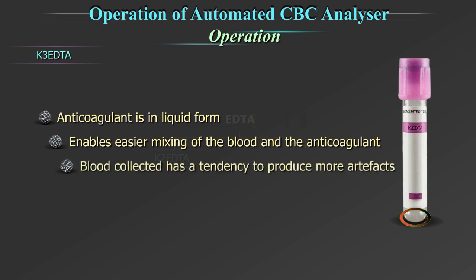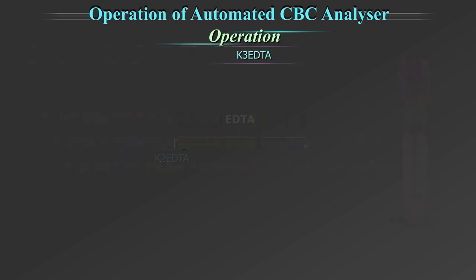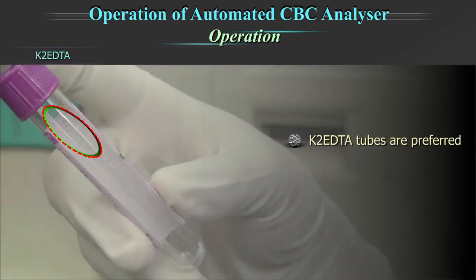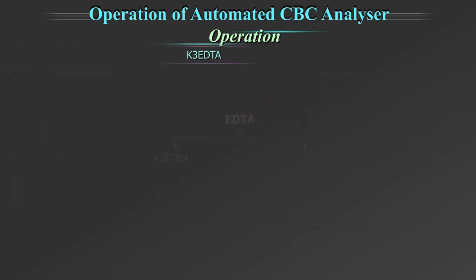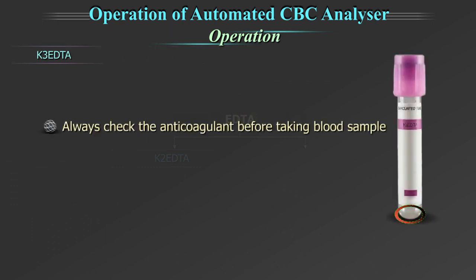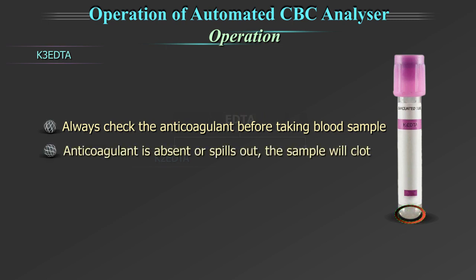However, blood collected in the K3 EDTA tubes has a tendency to produce more artifacts, especially in the mean corpuscular volume when the sample is run. Hence, K2 EDTA tubes are preferred. Always check the anticoagulant in the K3 tubes before taking blood sample. If the anticoagulant is absent or spills out, the sample will clot.